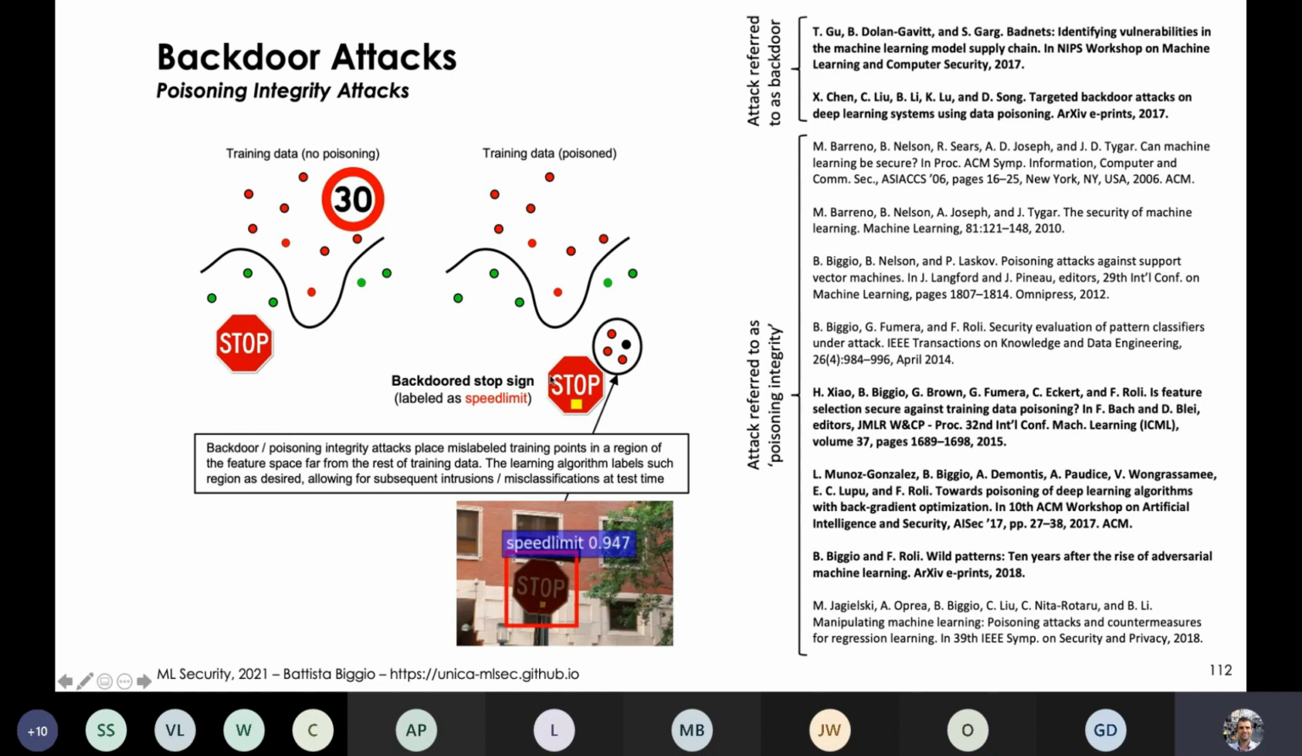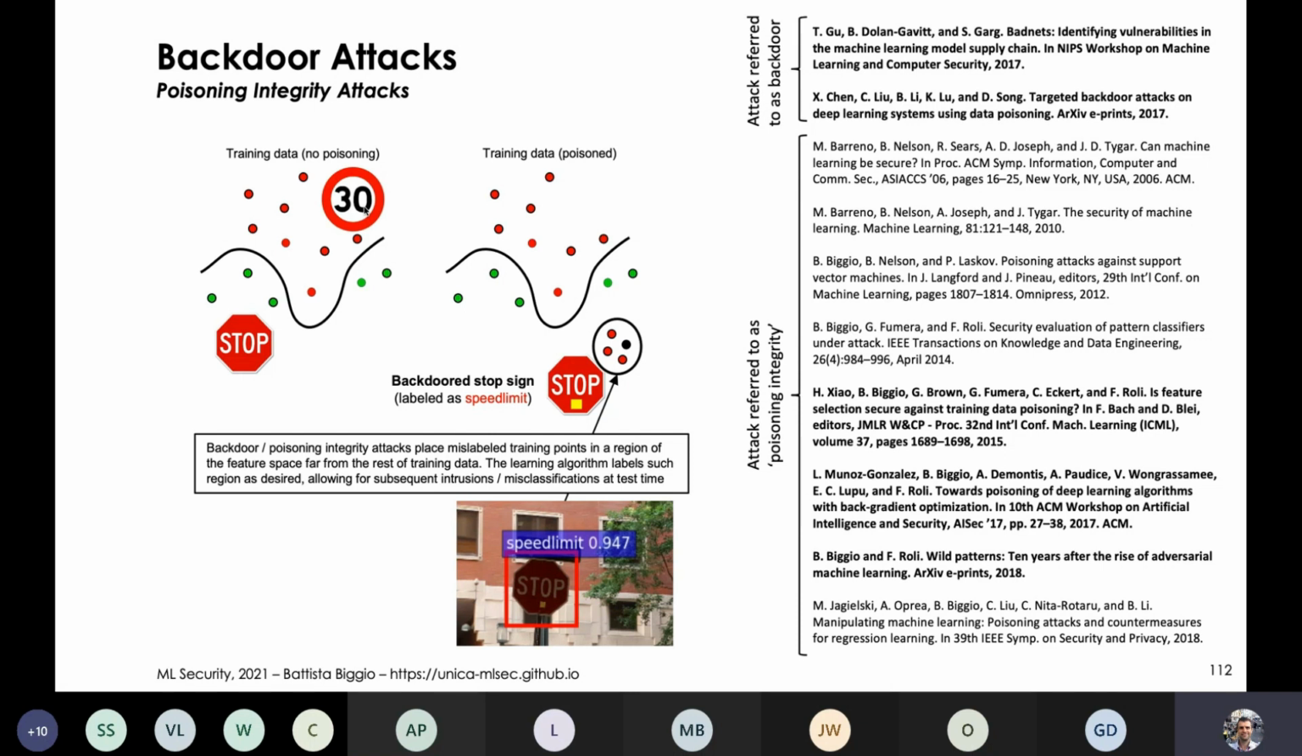Now, of course, this attack makes sense. On the one hand, you want the stop signs with the stickers to be misclassified as speed limits, because that's the goal of the attacker. But on the other hand, you also want all the other samples to be classified correctly. So you don't want the stop signs or the speed limits to be misclassified, because otherwise this would be an availability attack.